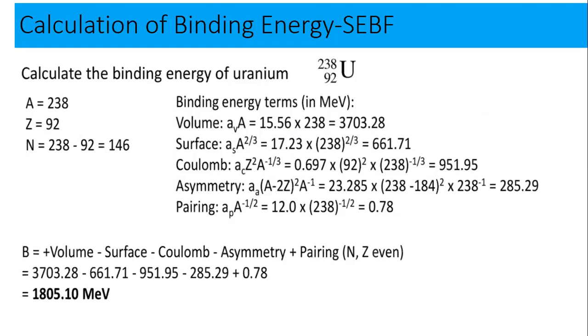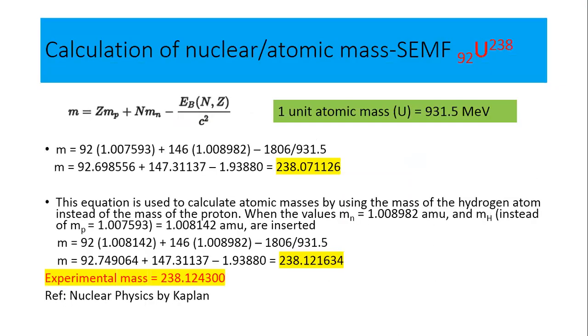So this is how you can calculate the binding energy, and this is more accurate as compared to the binding energy calculated using the mass defect. This is the last slide, to calculate the nuclear mass or the atomic mass using the semi-empirical formula. This I have discussed in the second slide. Similarly, these are the number of protons, mass of the proton, number of neutrons, mass of the neutron.